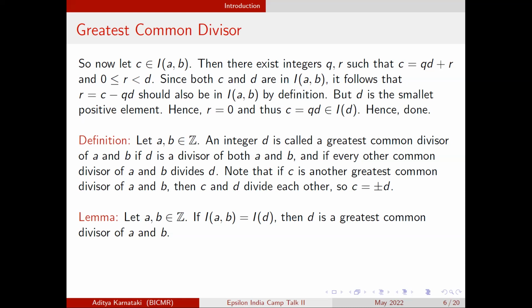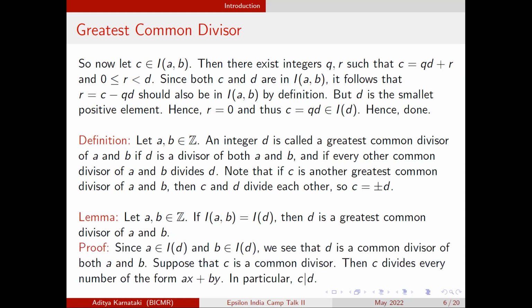And so the contention is that if the set of ax plus by for all x and y is generated by this, if they're all multiples of some d, then that d is the greatest common divisor of a and b. Well, the proof is 2 lines.